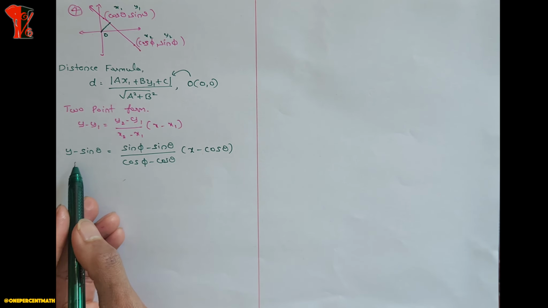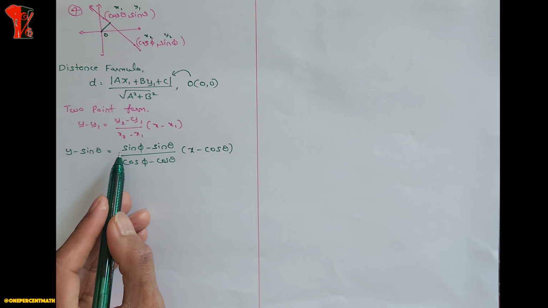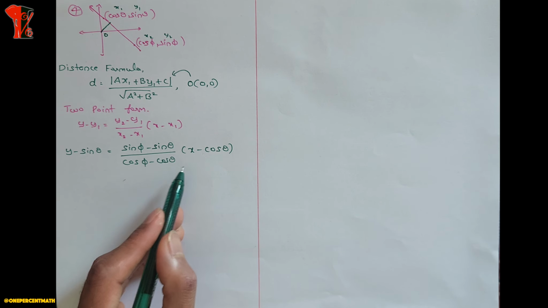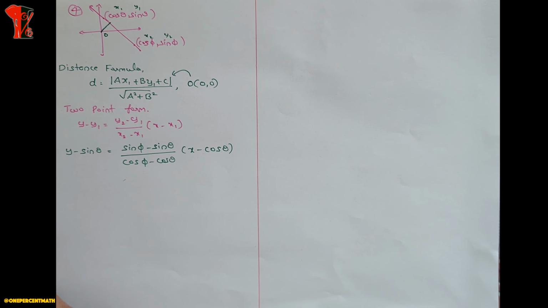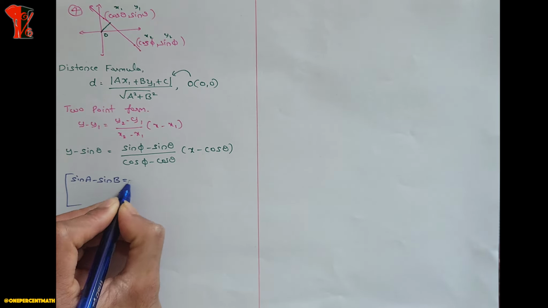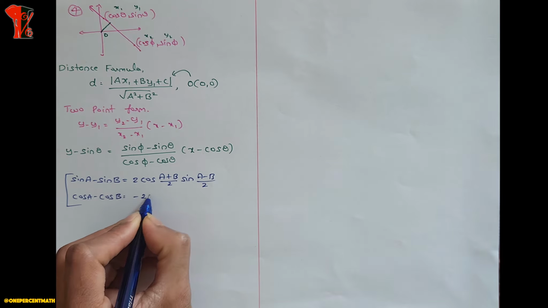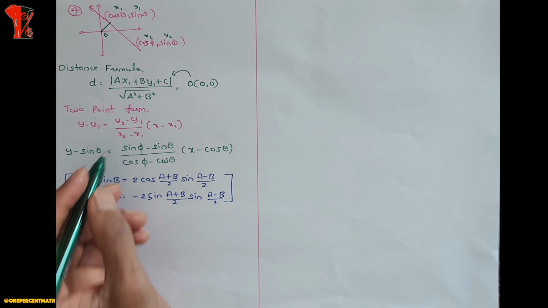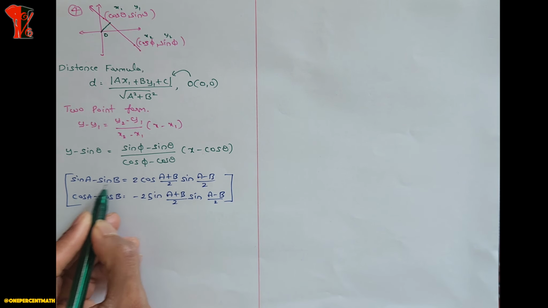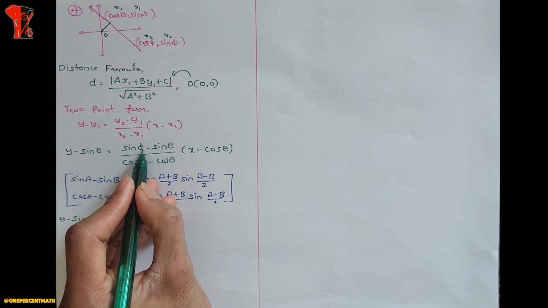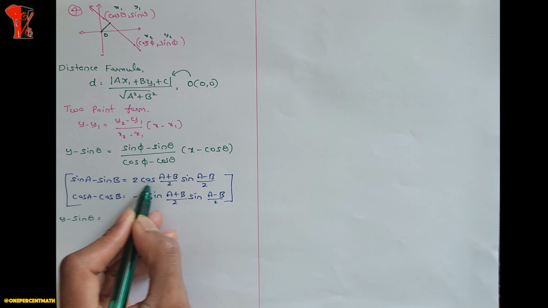So substitution is done. Now we look into it. It is sin phi minus sin theta, correct, which is sin a minus sin b, and cos phi minus cos theta, which is cos a minus cos b. That means we are going to apply those two identities. Let me write those identities here for better understanding. So this is what we are going to use. Let us apply it over here. So sin phi minus sin theta: a is phi and b is theta. Let us apply exactly the same identity.